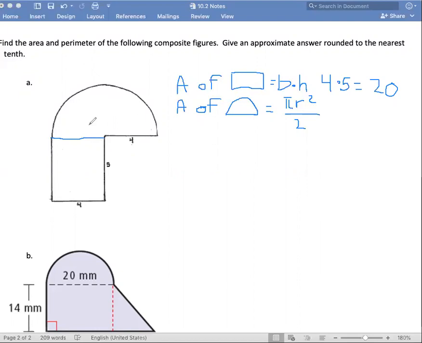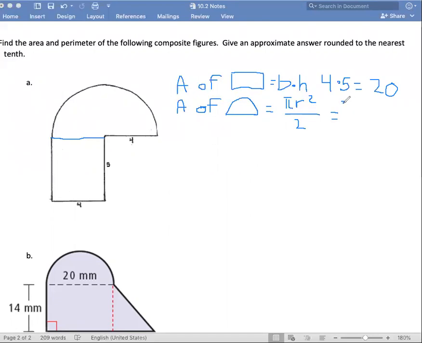Now, we just learned on the first page of notes that the area of a circle is equal to pi r squared. But in this case, it's only a half circle or a semicircle. So whatever that value is that we find, we're going to divide it by 2. So look at our diagram or our figure and ask yourself, what does it appear that the radius is? Well, in this case, it looks like it's 4. So that's what I'm going to plug in.